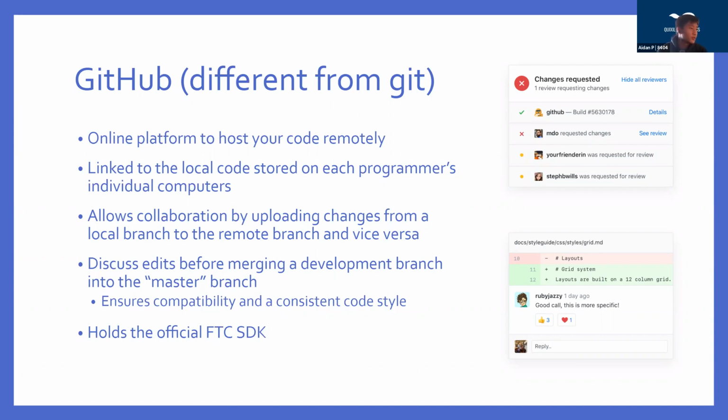So 4th bullet point, you can discuss edits before merging a development branch into the master branch. So before we talked about how you can branch off of the master branch and create a new feature and then bring it back into the master branch. You have the choice to bring up a discussion. So you can have team members check and see if there are any conflicts or issues that you need to fix before you merge. And really, it's just for feedback. And then from there, if you get confirmation, then you can merge it back in. And GitHub holds the official FTC SDK.